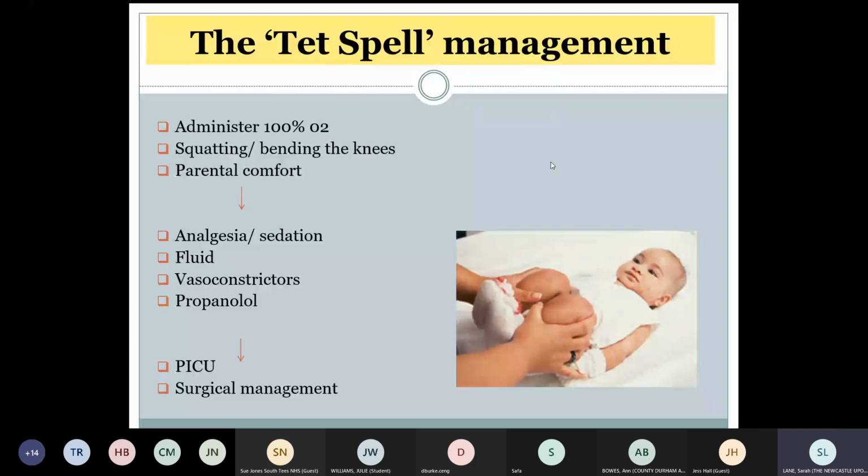If these continue, some children might require longer term management to reduce the incidence of their spells, and this can include the introduction of a beta blocker, which is usually propranolol. And if they continue and are quite severe, some spelling infants can actually require a PICU admission for intubation, mechanical ventilation and inotropic support. And really, regular spells that are increasing in severity is an indication to us that they're ready for a surgical repair of their Fallot's.